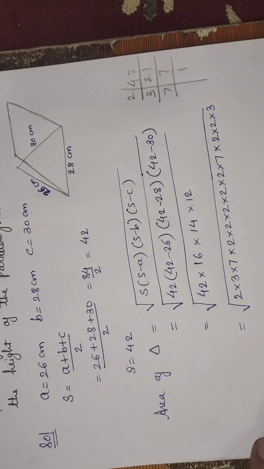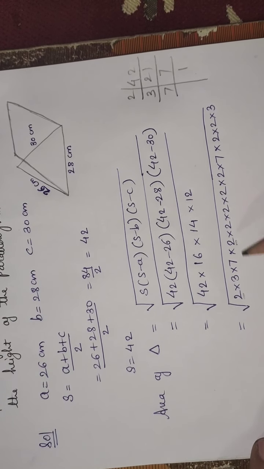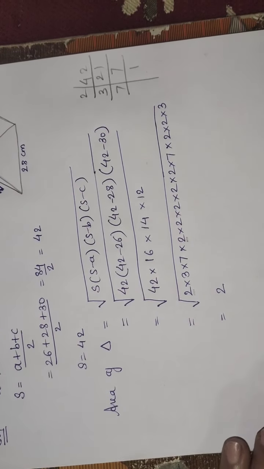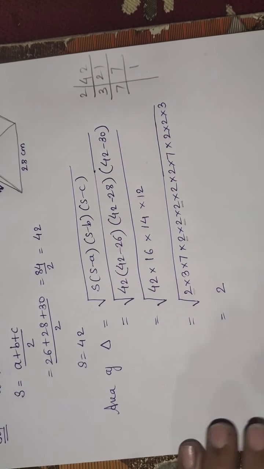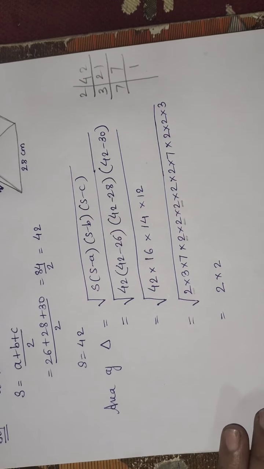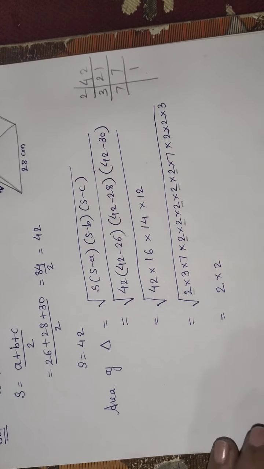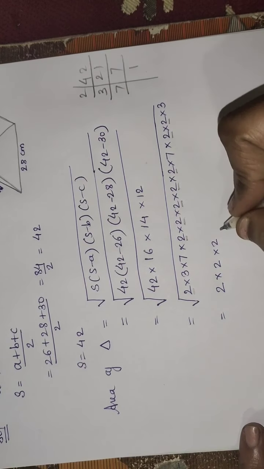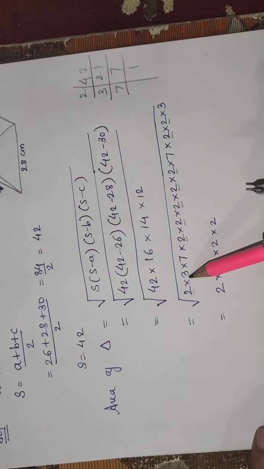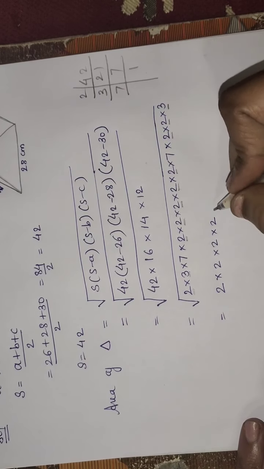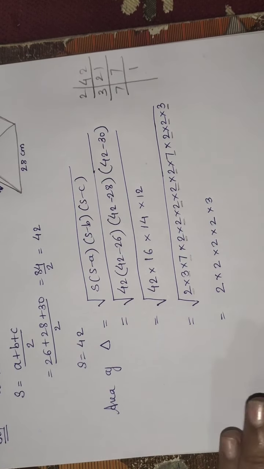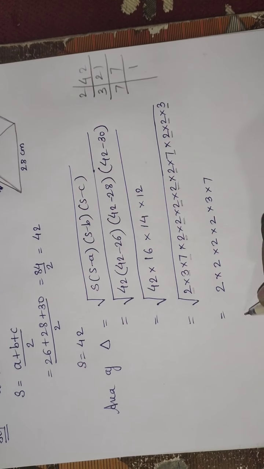Here we will make the pairs. How many pairs of 2 are there? This is the first pair of 2, so 2 will come out. Then again one pair of 2, so 2 will come out. Third pair of 2, 2 will come out. Fourth pair of 2, again 2 will come out. There is a pair of 3, so 3 will come out. And there is a pair of 7, so 7 will come out.